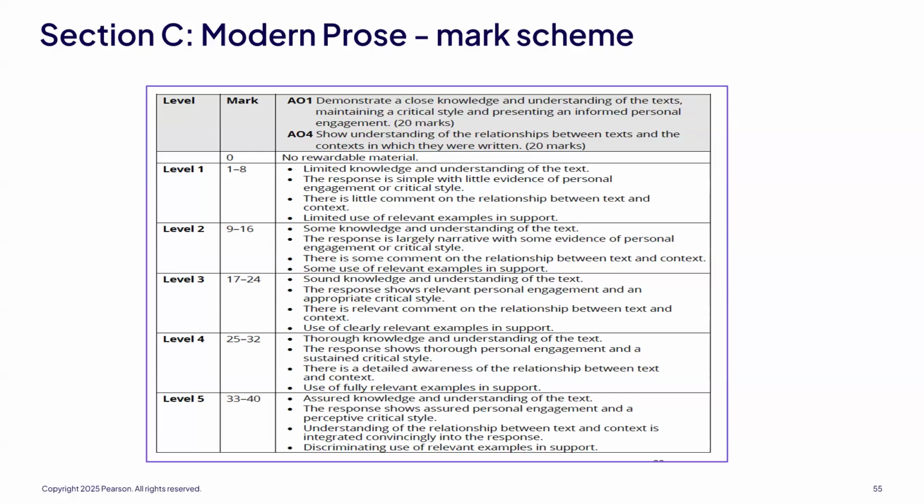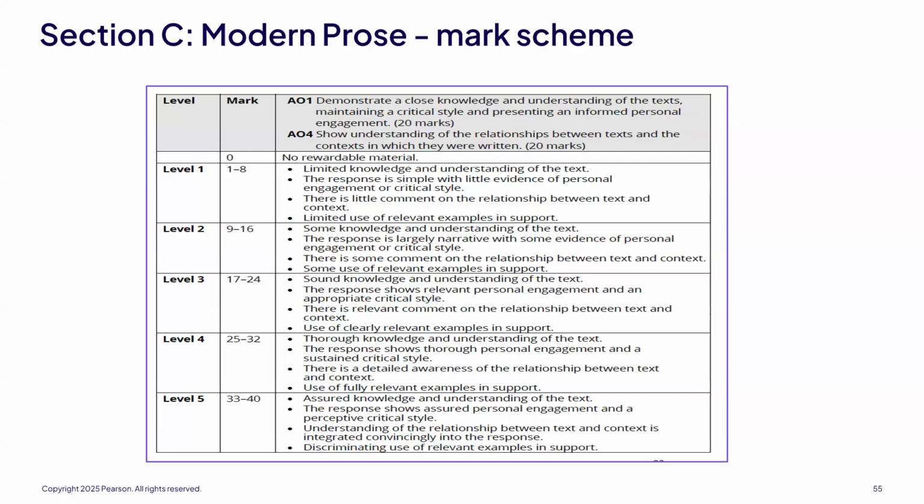So in level 1, that's simple. In level 2, it's largely narrative, some evidence of personal engagement. In level 3, it's relevant personal engagement, appropriate critical style. In level 4, it's thorough personal engagement, a sustained critical style. And in level 5, we're talking about assured personal engagement and perceptive critical style.